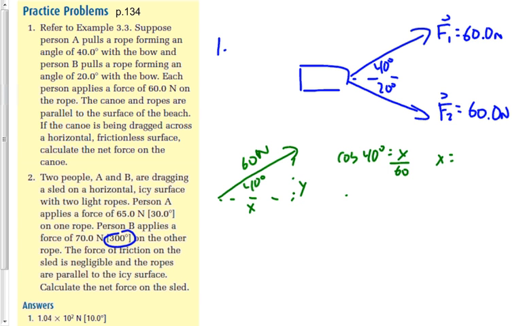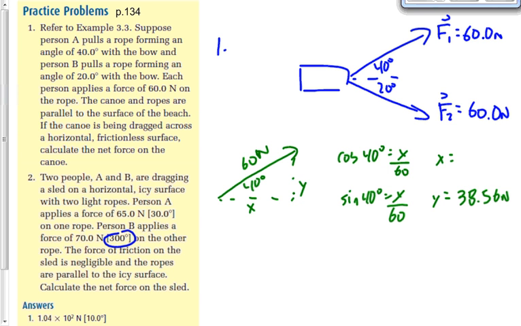Okay, let's say sine 40 degrees is equal to Y over 60. Somebody on this side of the room, what's the Y component? Yep. Thank you. 38.56. Thank you, Ryan. On the left, on this side of the room, what's the X component? 45.96. 45.96. Thank you.